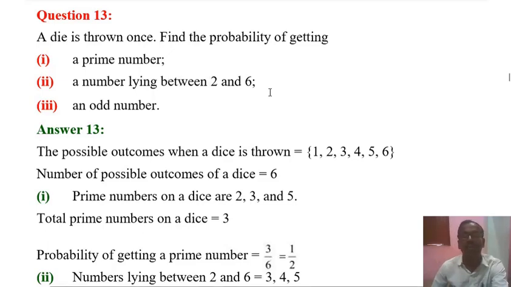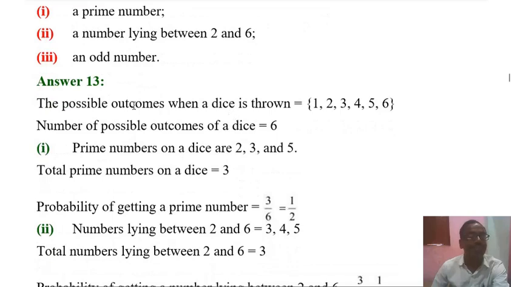Numbers lying between 2 and 6 are 3, 4, 5. Here the number of favorable outcomes will be 3. 3 by 6 equals 1 by 2. An odd number means 1, 3, 5. So the number of favorable outcomes will be here also 3. So the probability of this one will be 3 by 6 equals 1 by 2.